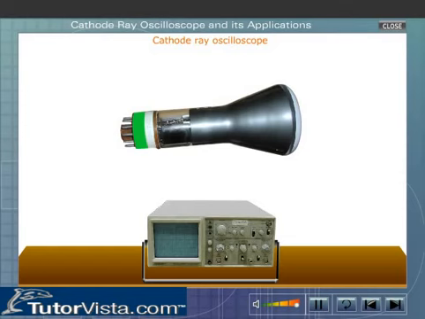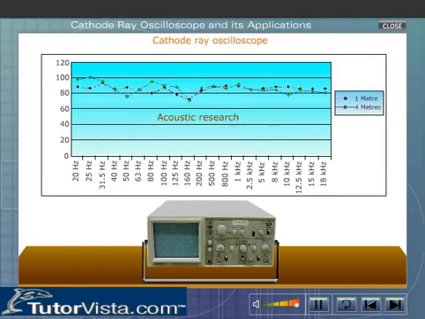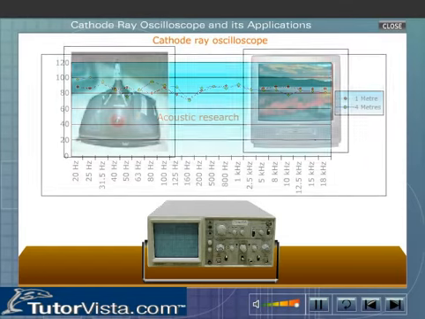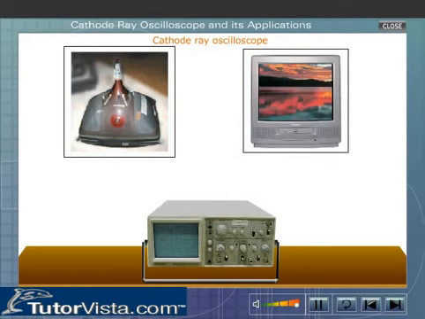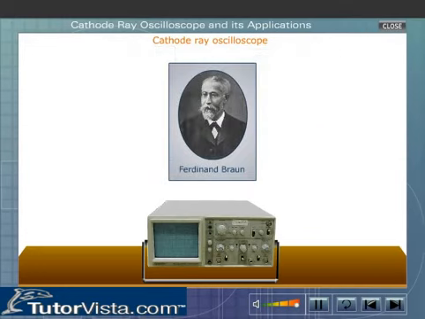Cathode ray oscilloscope is widely used in acoustic research, television production engineering, to study the nature of wave motion, and in electronics. The German physicist Ferdinand Braun developed the first cathode ray oscilloscope in 1897. Click on the oscilloscope to view its internal parts.